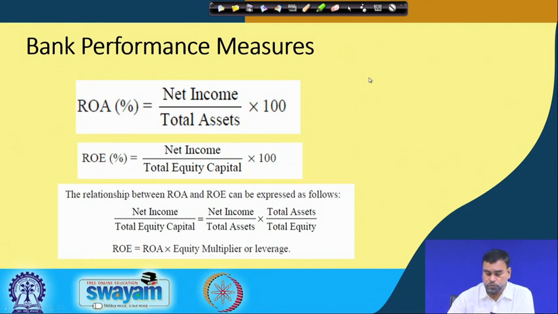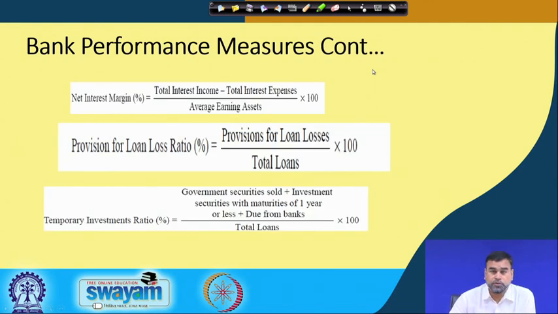Then we can move on to other measures. From the banking perspective, one of the most important measures of performance is the net interest margin. So, what is this net interest margin? Already we know what we mean by net interest: it is total interest income minus total interest expenses, divided by the average earning assets, multiplied by 100, and that gives you the net interest margin.